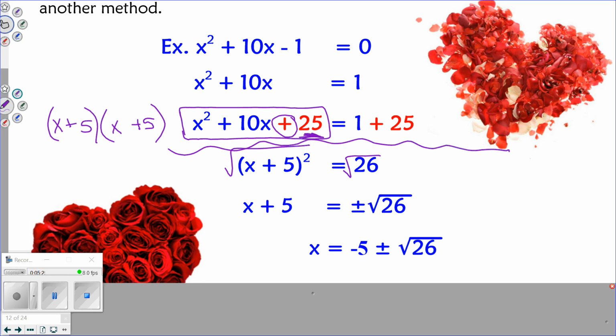Anytime you take the square root of something, your answer is plus minus. Because if I ask you what's the square root of 25? Well, because 5 times 5 is 25, right? But what's negative 5 times negative 5? It's positive. So that also works. So you have to include the plus and the minus so you account for both.